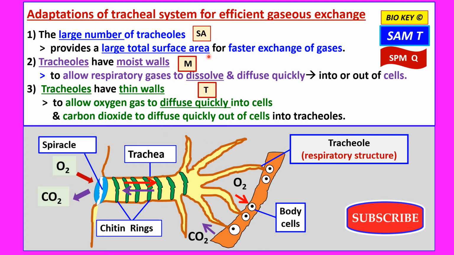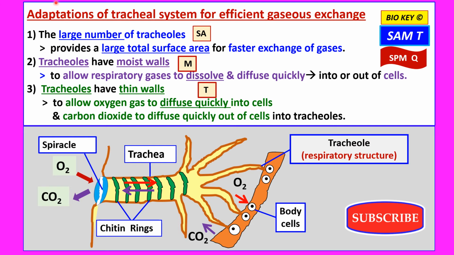So these three adaptations can be summarized and written in a short form. SA for surface area, large surface area. M is for moist, and T is for thin walls. So SAM-T. The full biology key is SAM-TB, but for insects, blood is not involved in the transport of oxygen. So it has three adaptations here only: SAM-T instead of SAM-TB.